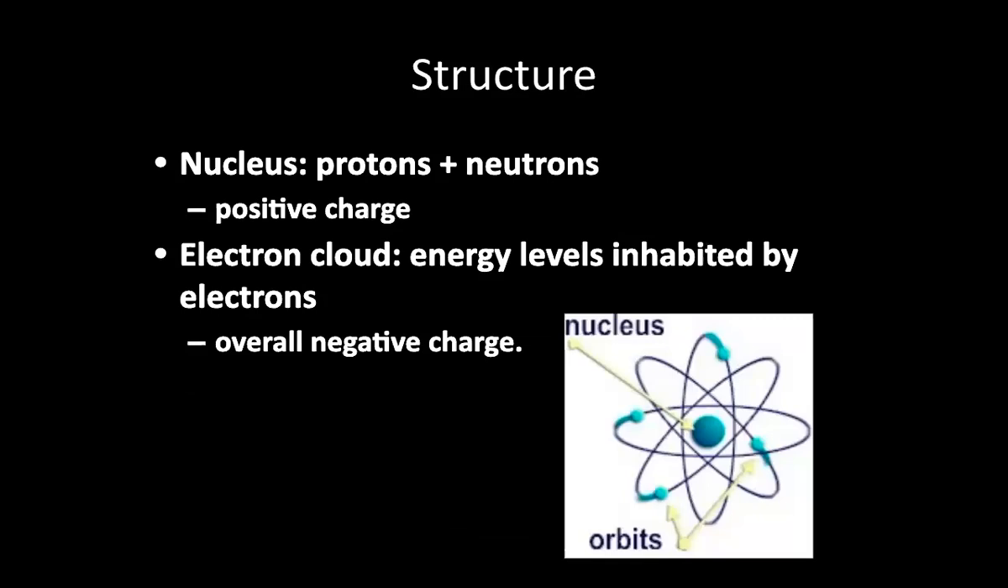Next, we need to be familiar with the structure. So there is a nucleus which contains the protons and neutrons. So protons are what charge? Positive, and neutrons are? Neutral. Neutron, neutral. Okay, we got it. Okay. So therefore, the nucleus, because it has positive and neutral charges, it is overall positive. Then there is what is known as the electron cloud. So this is where the energy levels are inhabited by the electrons. And electrons have what charge? Negative. So that means that the electron cloud would have an overall negative charge. So nucleus positive, electron cloud negative.